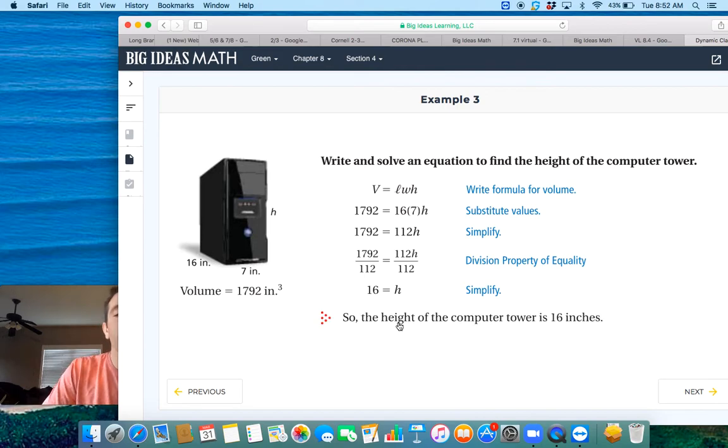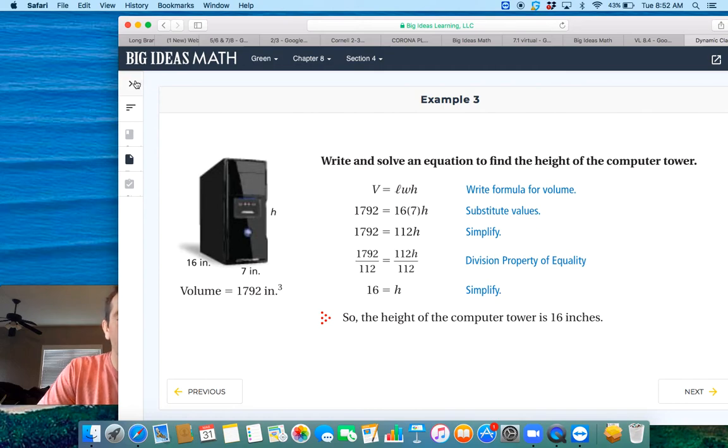Now, some of you in your head may guess and check and say 16 times 7 is 112, and 112 times what is 1,792? Maybe you tried 10 and saw it'd be 1,120. You just added a zero. So there's a bunch of different strategies, but remember, this year we learned how to solve for unknowns. You do the opposite operation.